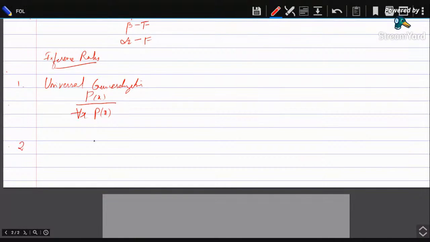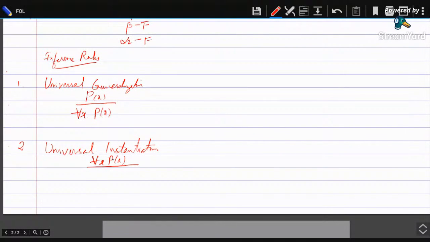Second one is universal instantiation, the opposite of this. Wherein you know that this is true for all x. You know that it is true for all values of x. Then we can conclude that it will be true for some c. In place of x, you just say for some c.